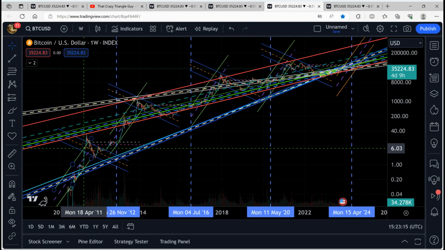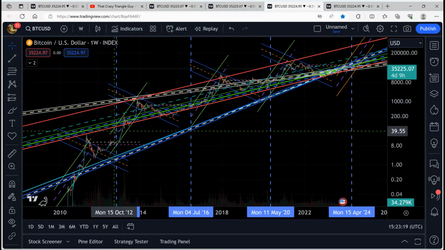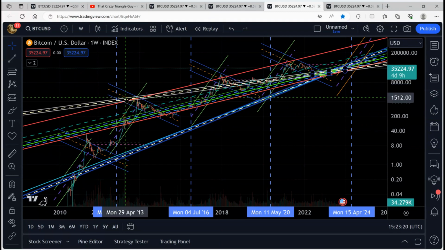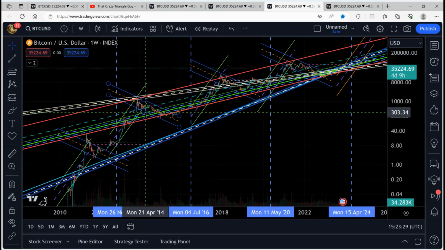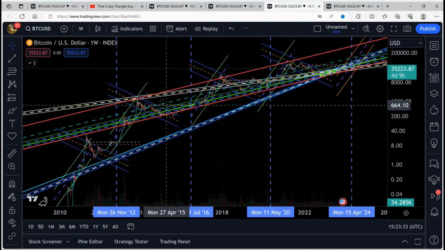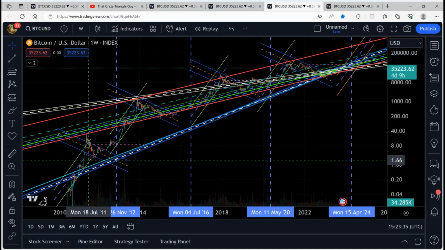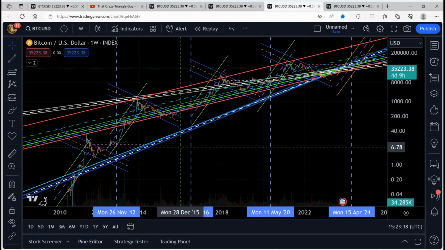In all these channels, all these parabolic runs, all the pullbacks are perfectly parallel to one another. Now, do they oscillate within these channels? Of course, but price action can be described by trading within these channels.